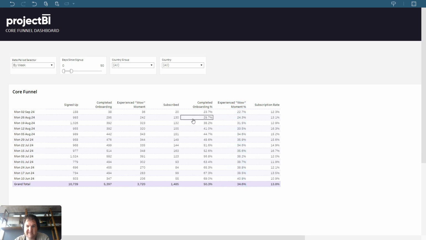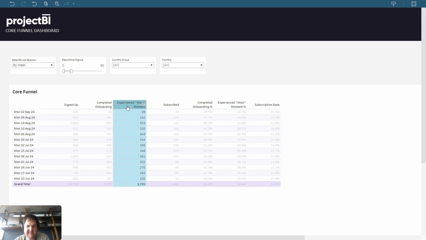Now, just imagine that the completed onboarding was very high. Let's just say it was 90% plus, right? But our experience, the wow moment, was, as these numbers show, 20 to 30%, 35%, something like that. Then we could say, okay, most of the users are completing onboarding, but only a third of them, or 40% of them, are experiencing that wow moment. We now know where to focus our attention. We can focus our attention here.